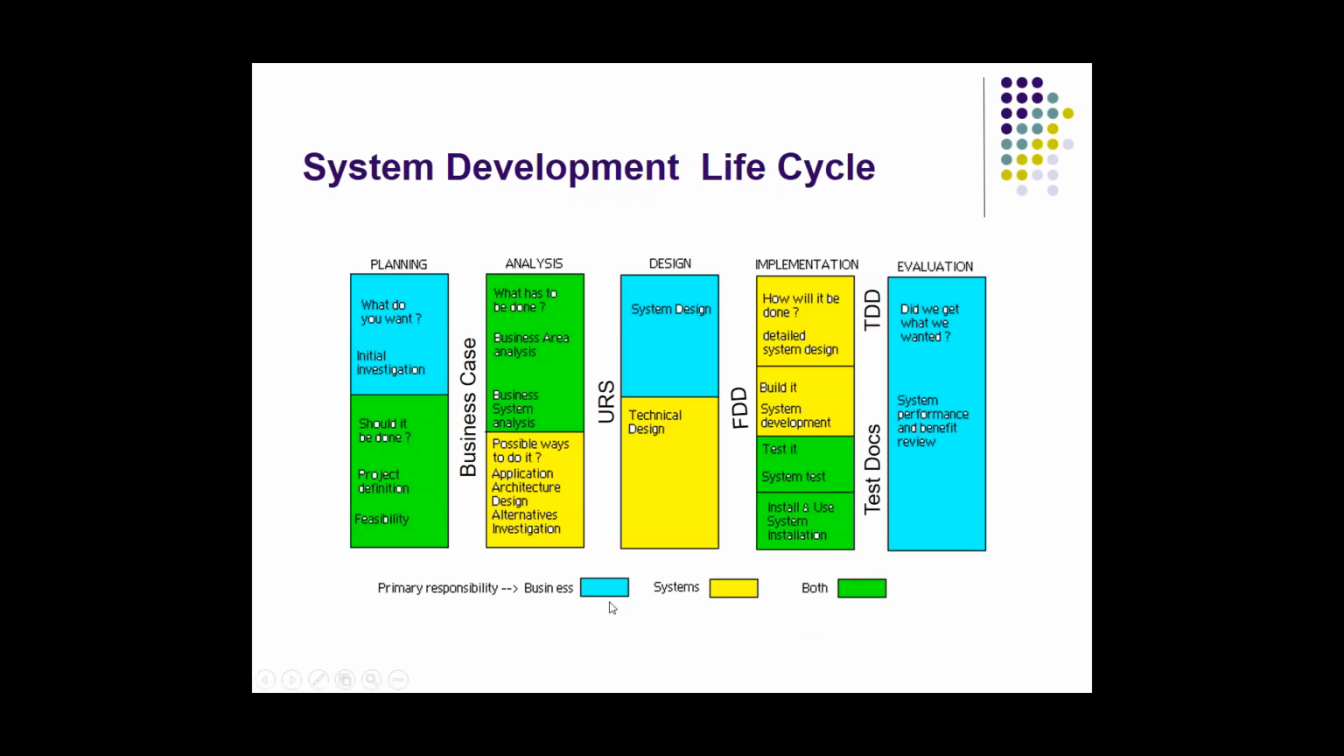Now here we also see the primary responsibility. The color has some meaning to it. You see this slide is fairly colorful because these colors have meaning. This bluish color means done by the business people. Yellow color means done by the system people or technical people. And green means a collective responsibility done by both. So that is why these colors you see on the screen have meaning.